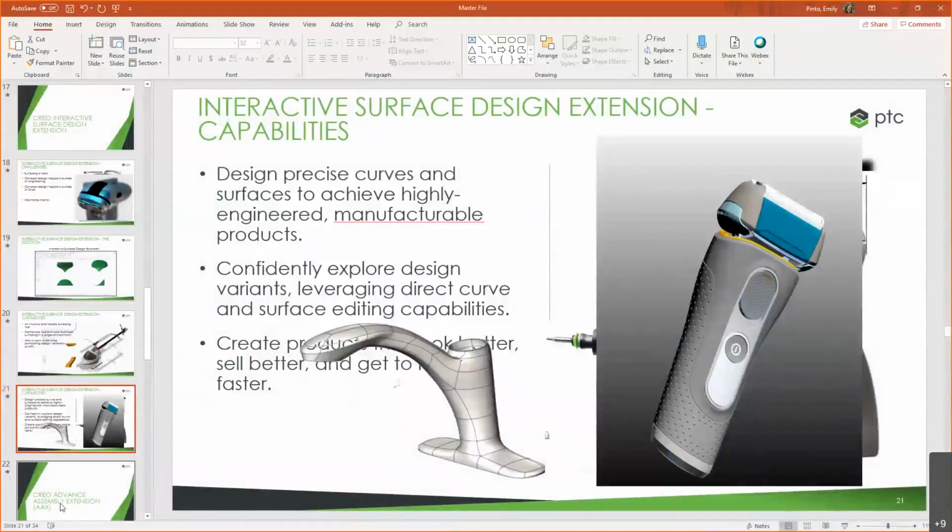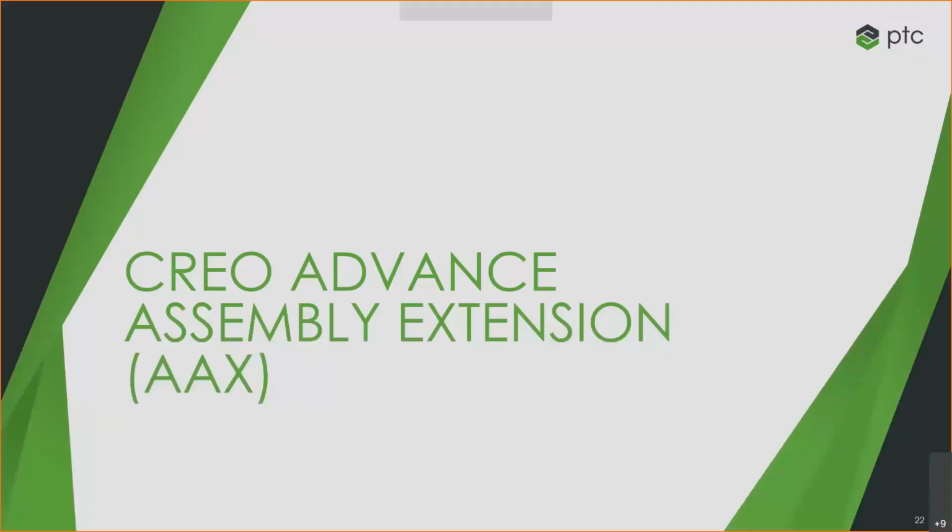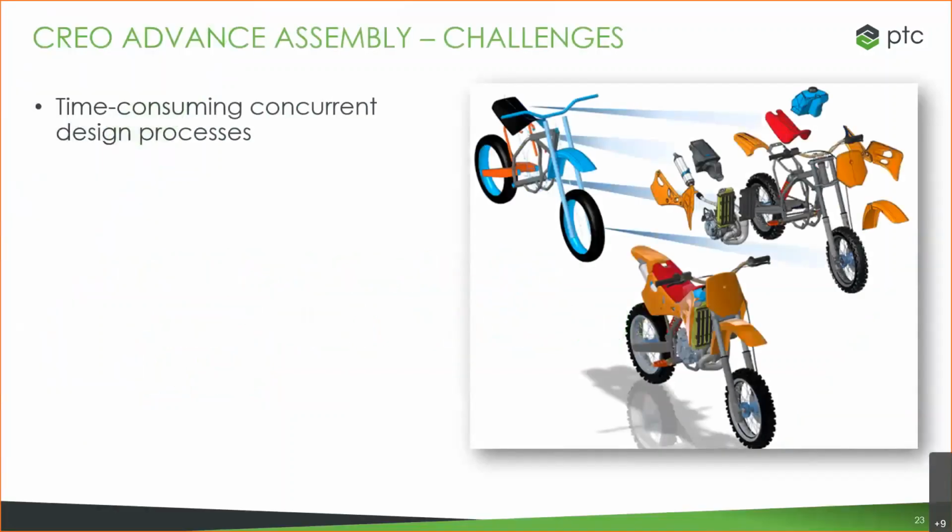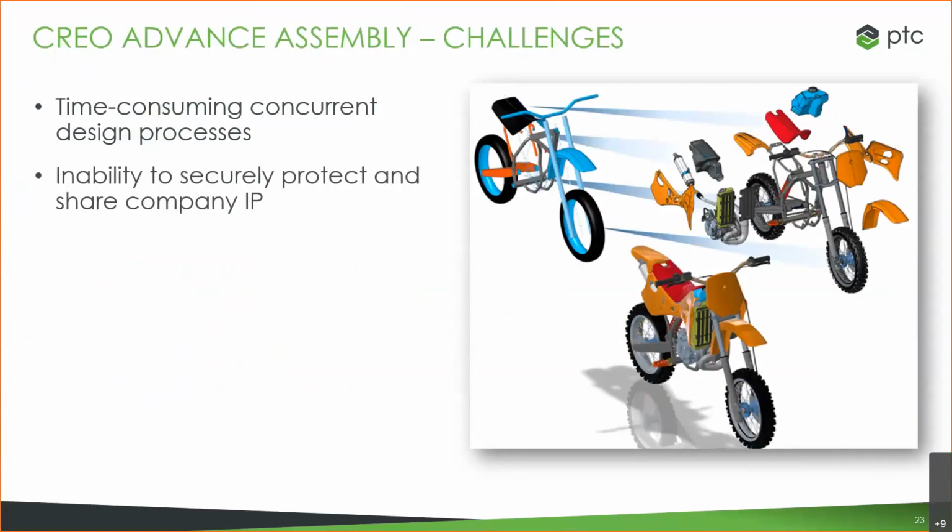So the next topic that we're going to talk about is our Creo Advanced Assembly. This is a really great suite of tools inside of Creo, and the Advanced Assembly extension was built to address a couple of specific challenges. One, the time-consuming nature of the concurrent design process, right? So people are working together across teams, individuals. It can be very difficult to make sure that everything comes together at the end, comes together perfectly, and that no one's waiting for data, right? No one's waiting for someone else to be done with their part.